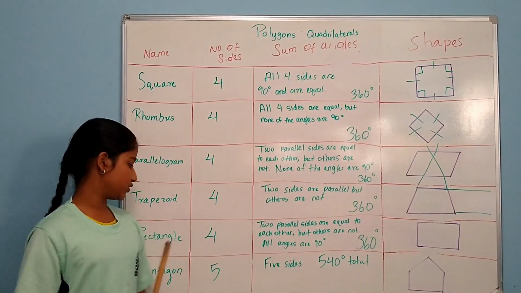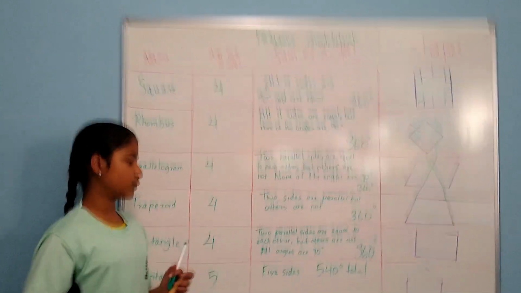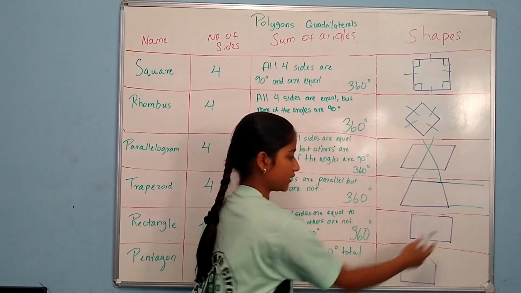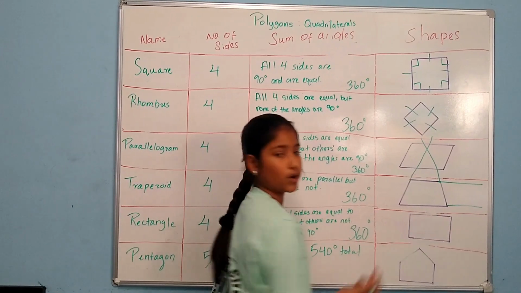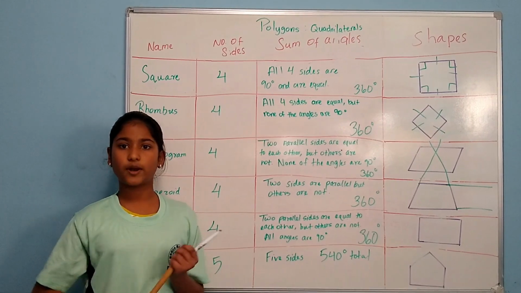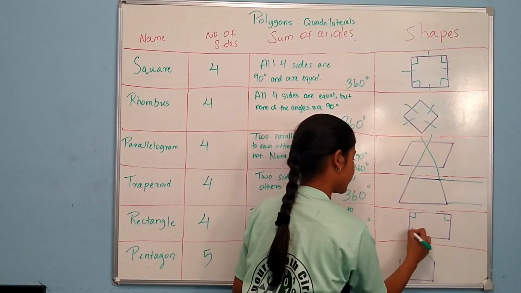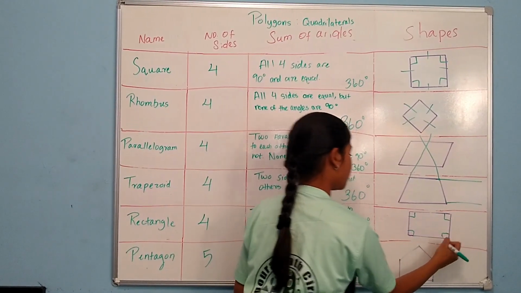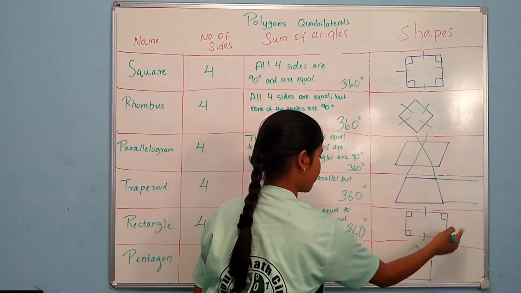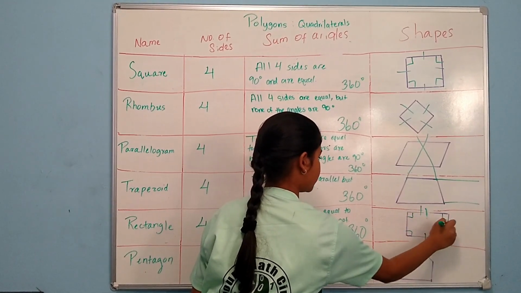And let's look at the fifth one, which is a rectangle. It also has 4 sides, and 2 parallel sides are equal to each other, but the other 2 are not. As you can see, these 2 are equal to each other, and these 2 are equal to each other, but these 2 are not equal to each other. And all angles are equal to 90 degrees, and the total number of angles is equal to 360 degrees. They're all equal to 90 degrees, meaning that they're all right angles. And this is how it looks. These 2 are parallel, and these 2 are parallel.